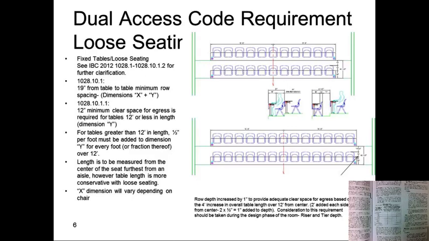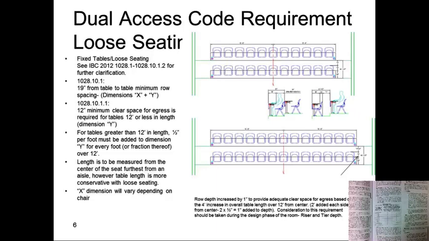For tables greater than 12 feet in length, a half inch per foot must be added to the dimension of y for every foot or fraction of. So if it's 12 foot 6, you still have to add for that half inch. Length is to be measured from the center of the seat furthest from an aisle. However, table length is more conservative with loose seating.